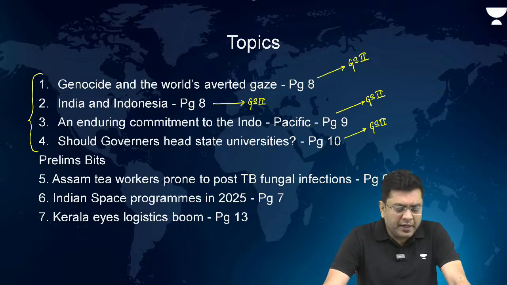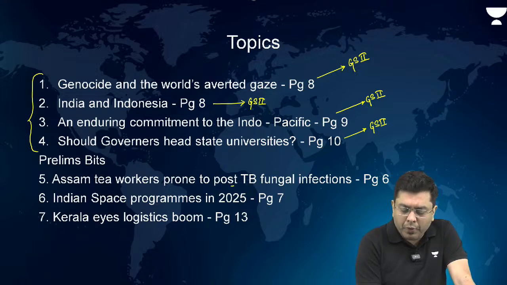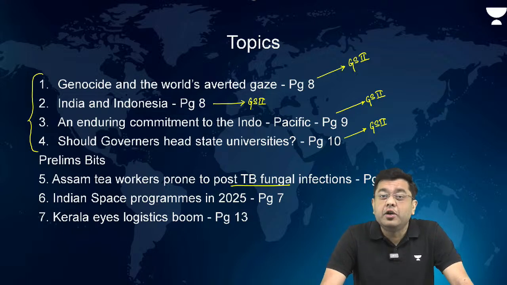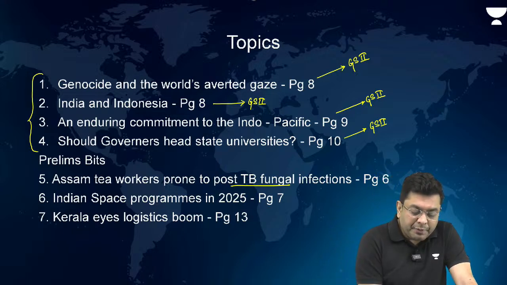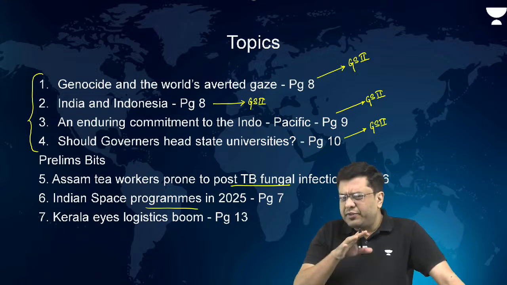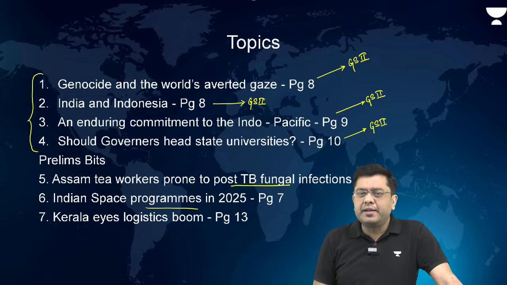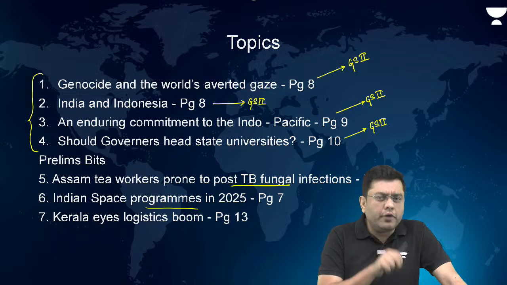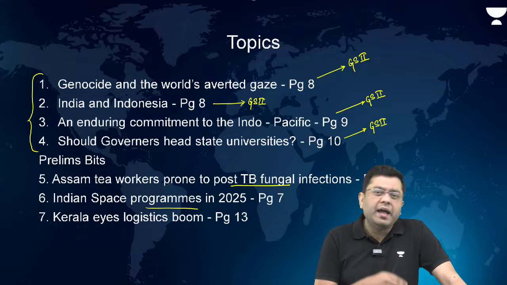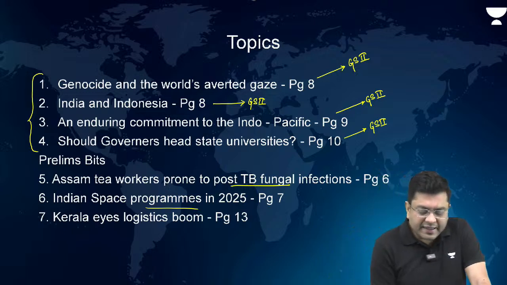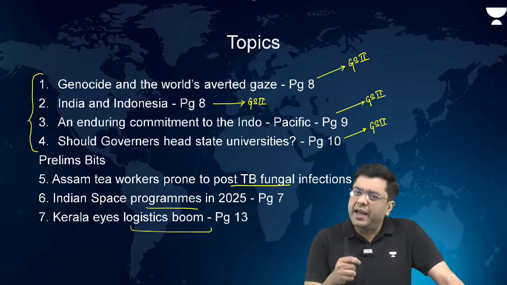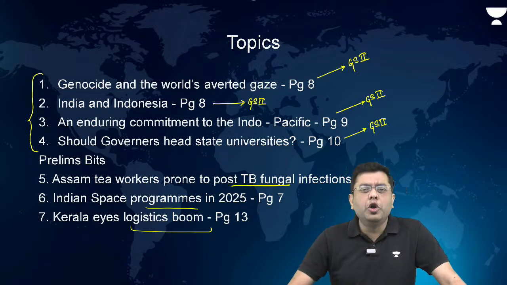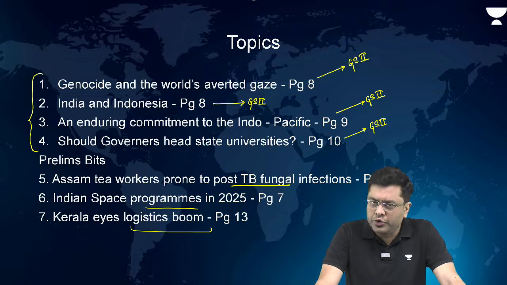Now, articles for the prelims: Assam workers prone to post-TB fungal infections. What are these fungal infections and who causes them? Then, Indian space programs in 2025. The entire page of the article talks about this. This has appeared in the science section. It talks about 2 of the missions by ISRO and the future perspectives. Then, Kerala eyes logistics boom. With the help of this, we are going to focus on the Vizhinjam port project. So that is the overall coverage of the articles that we are going to do today.